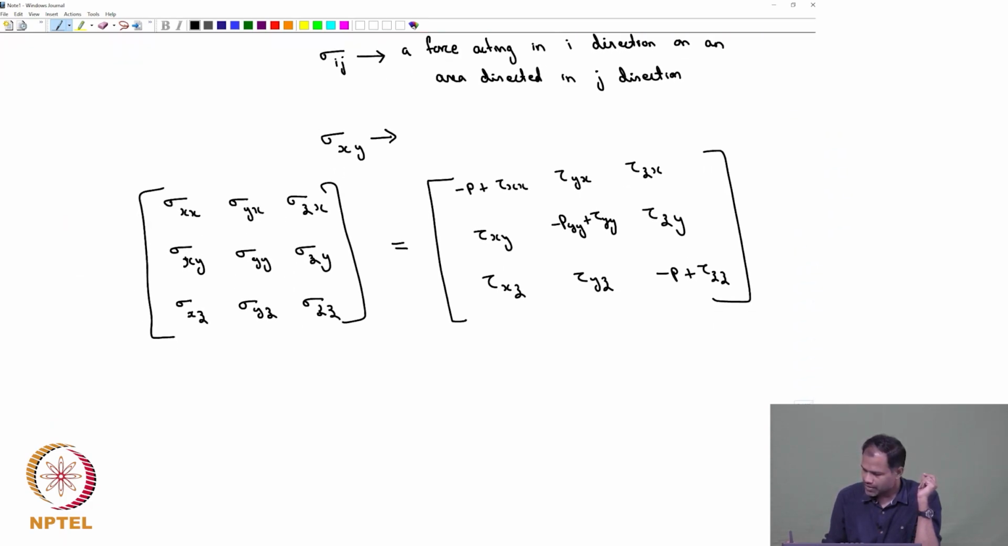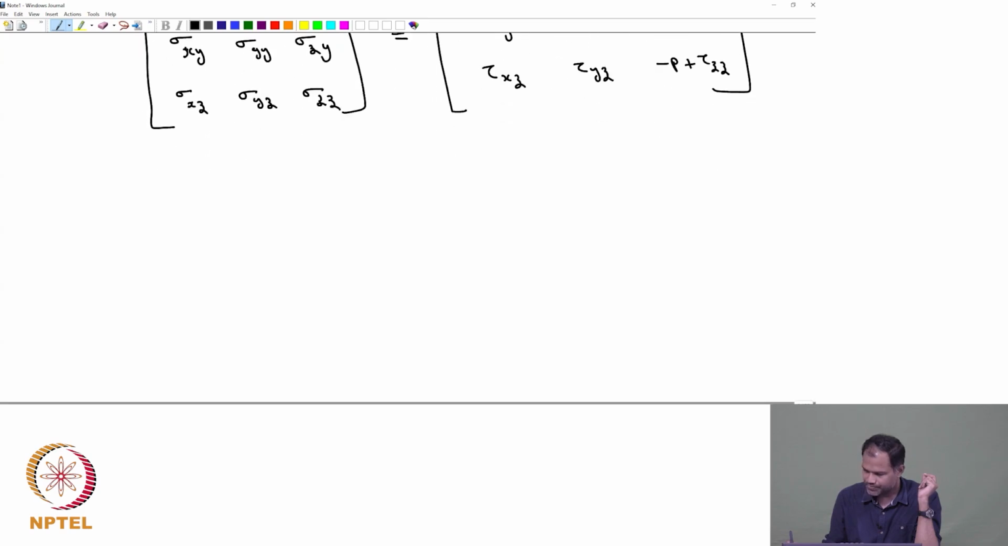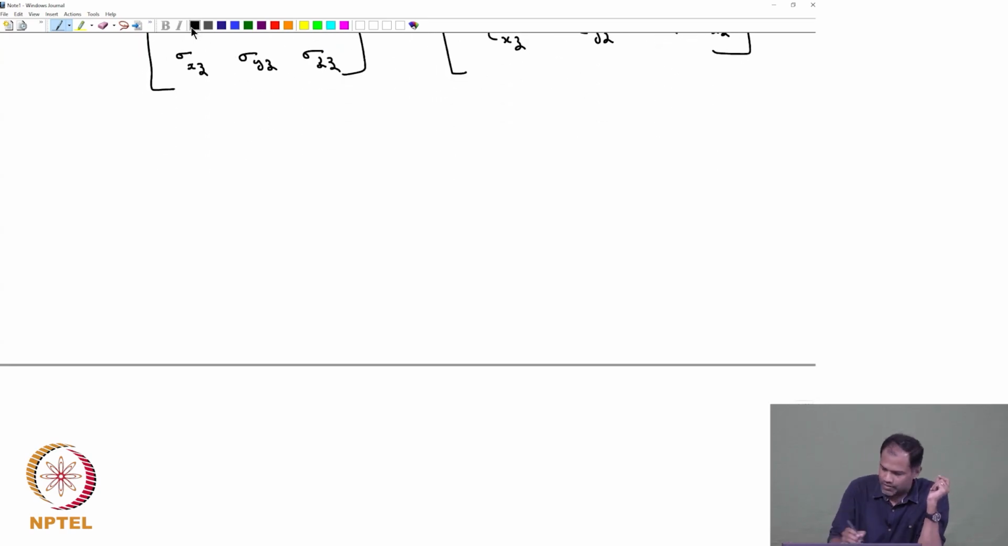So, let us make another diagram. Let us consider a fluid element.